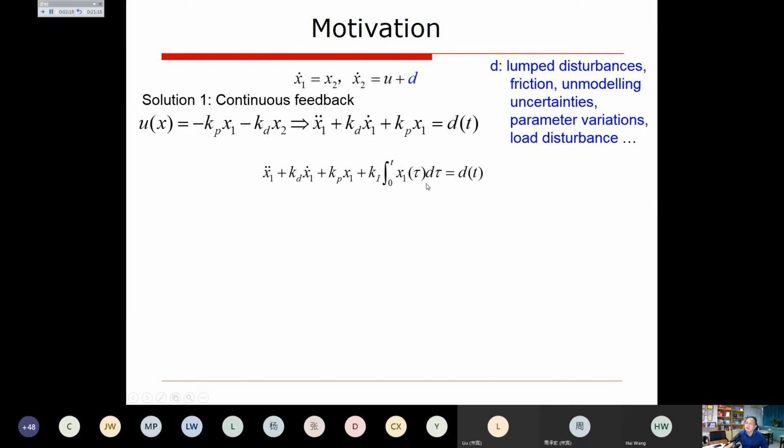In this case, we can show very clearly which kind of disturbance can be well treated by the integral. If we assume as time goes to infinity, x1 will converge to 0, the position error will converge to 0, then the double derivative and the first order derivative will converge to 0, and x1 itself will converge to 0, because we assume finally x1 converges to 0. So the first three parts will converge to 0. For the integral item, when x1 converges to 0, this action will converge to a constant. So if we want to have this equation balanced, the disturbance will converge to a constant, or the derivative of the disturbance will converge to 0. Only in this case, the tracking error will converge to 0.